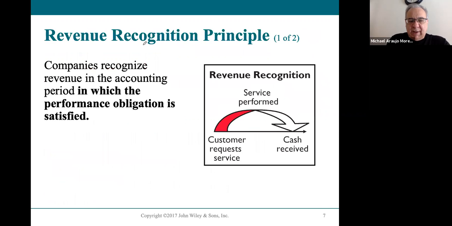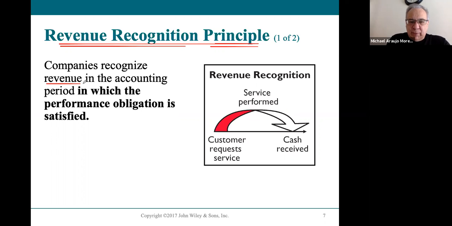So why do they do that? Well, they have to follow generally accepted accounting principles. Periodicity assumption is one of those assumptions that GAAP is based on. But here's a very important generally accepted accounting principle called the revenue recognition principle. And it means that we have to recognize the revenue.